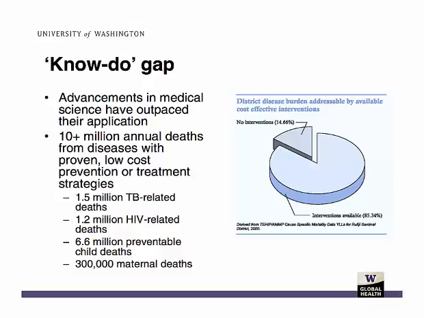Clearly, there's been a large amount of investment and production of advancements in medical science over the past 2 decades, and we have seen this gap grow while the implementation and scale-up of evidence-based interventions continues to lag behind. Consider that currently there are an estimated over 10 million annual deaths from disease that have proven low-cost prevention or treatment strategies, like tuberculosis-related mortality, HIV-related mortality, preventable child mortality, and maternal mortality.